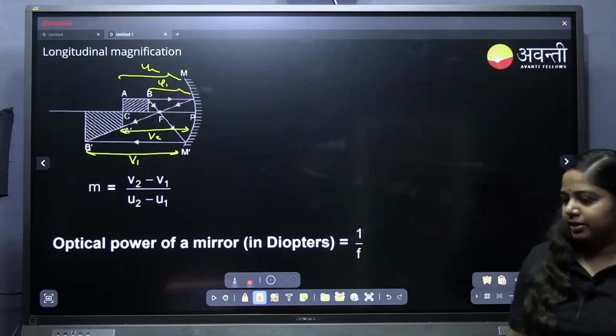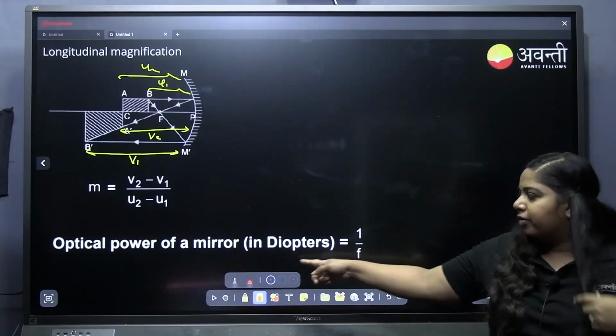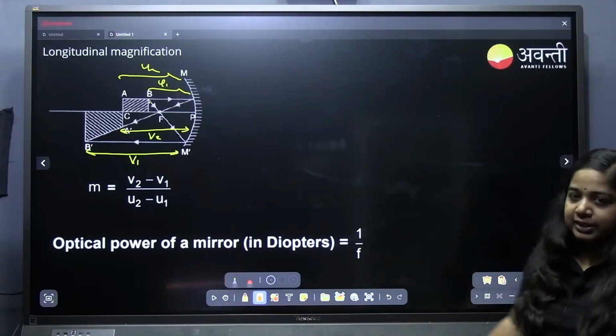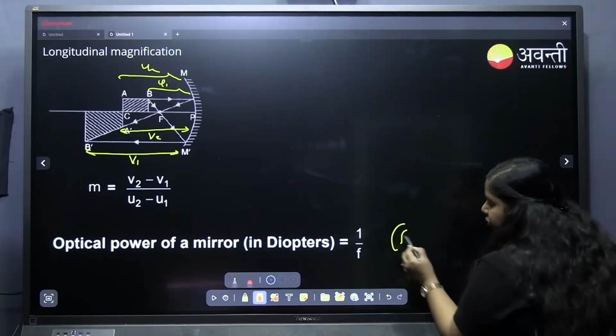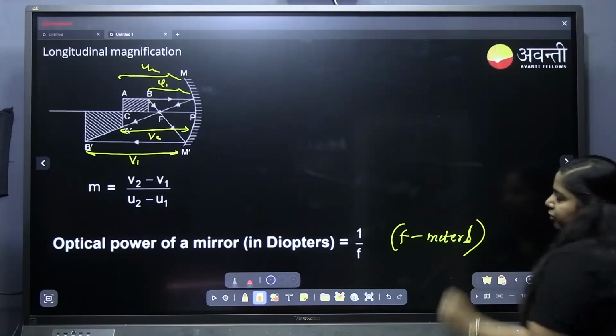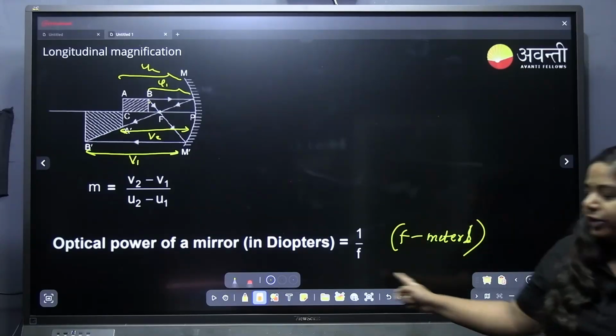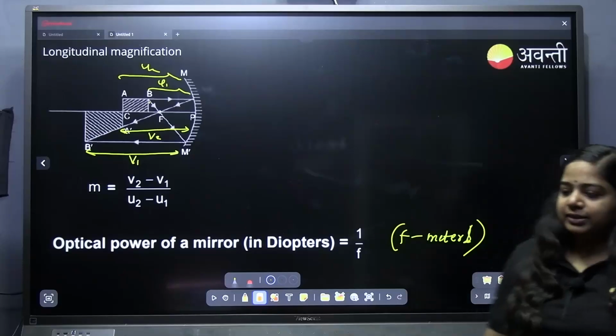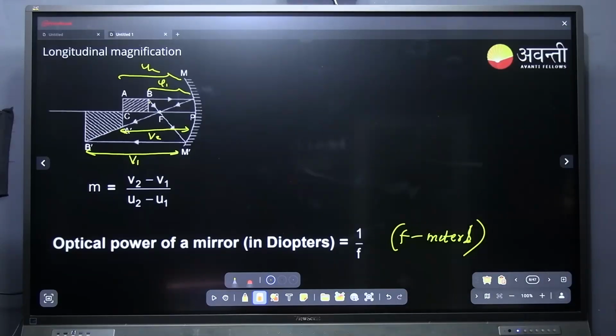I hope that's clear. Now if you want to find the power of a mirror in diopters, it is 1 by f, and f should be in meters. You have to convert focal length into meters, then only you can find power in diopters. Okay, moving on.